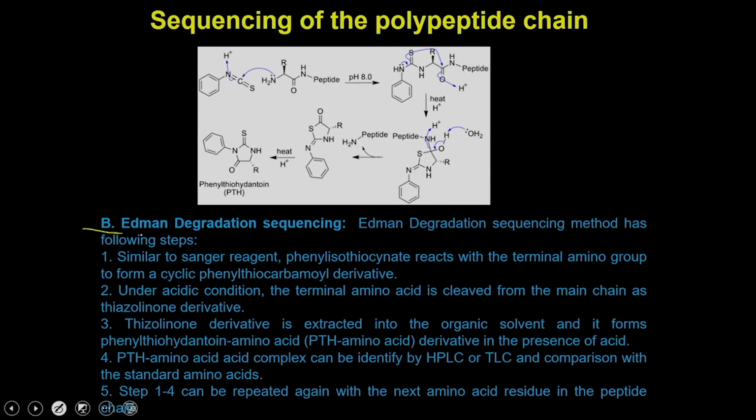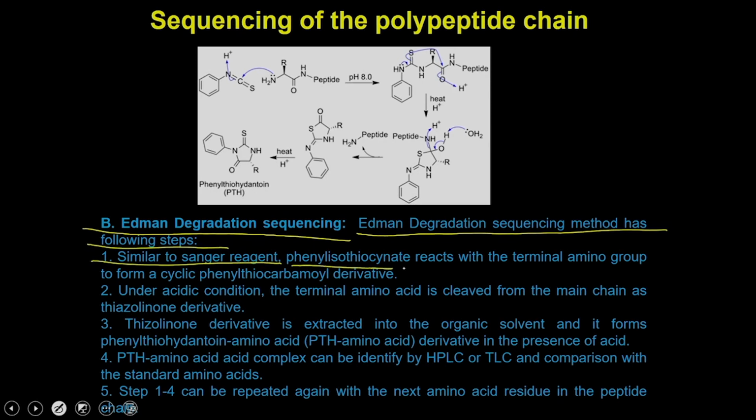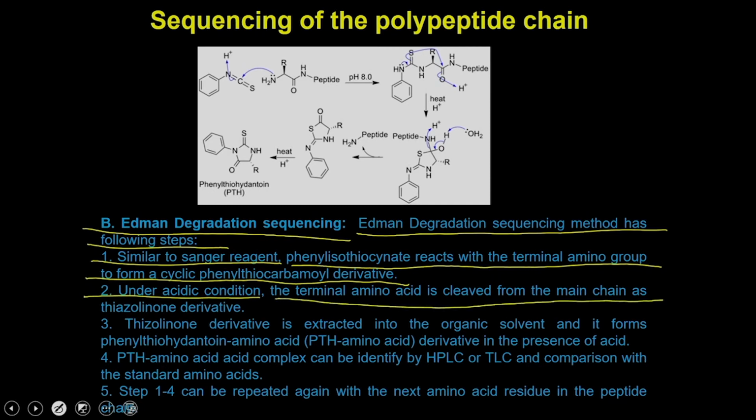Now, the second method is called the Edman degradation method. The Edman degradation sequencing method has the following steps. Similar to the Sanger reagent, the phenyl isothiocyanate reacts with the terminal amino groups to form a cyclic phenyl thiocarbamyl derivative. And then under acidic conditions, the terminal amino acid is cleaved from the main chain as the thiazolinone derivative.